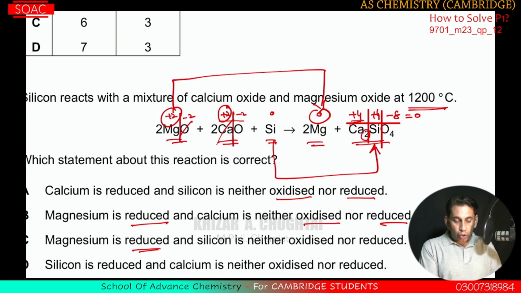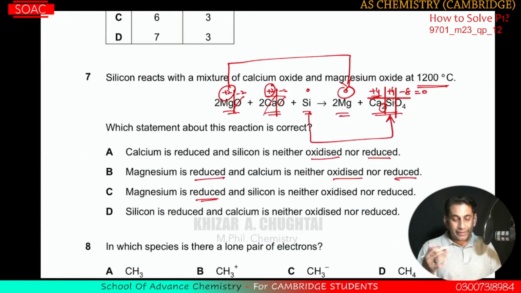No change in oxidation state of oxygen. Magnesium and silicon are changing their oxidation state only in this whole reaction. So what is happening to the magnesium? Magnesium is basically reducing itself. That is reduction, and what is happening to the silicon? It's oxidizing, or oxidation is over here. So silicon is going to oxidize itself, and magnesium is going to reduce itself.